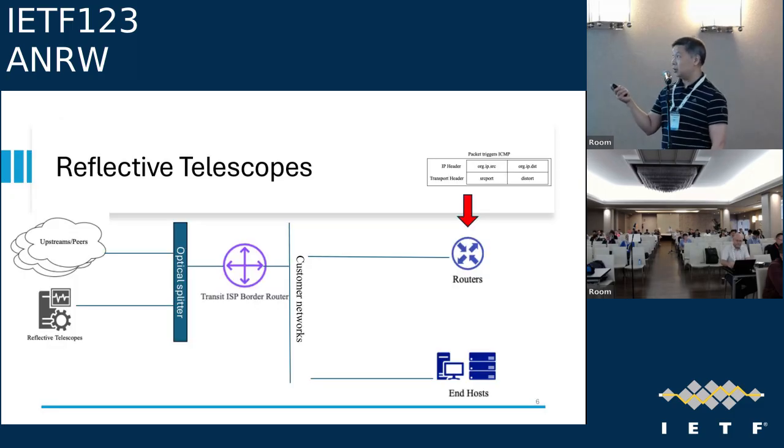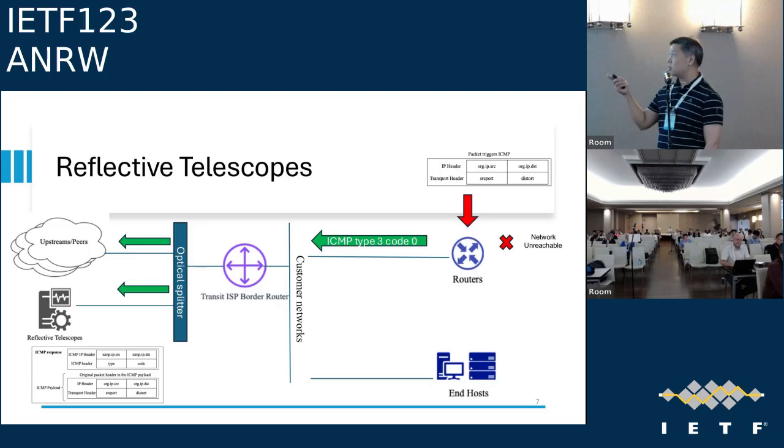So basically, our refraction telescope can monitor the type 3 code 0. It's generated by the router. When the router receives a packet but is not able to find a route, then it will generate the type 3 code 0.